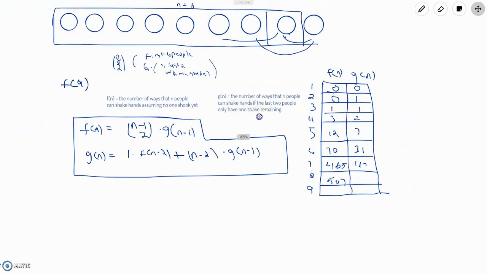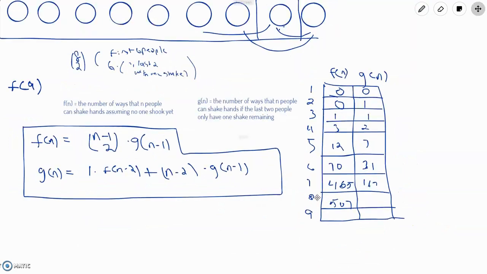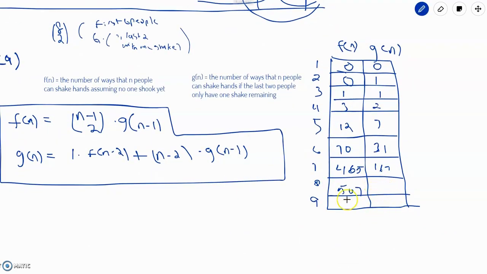But since we care only about mod 1000, and then g of 8 is equal to f of 6 plus 6 times g of 7. So 70 plus 6 times 167 is equal to 1072, I believe. Yeah, so that's 072. We just put 72 since it's mod 1000.